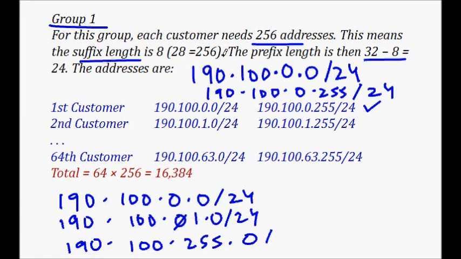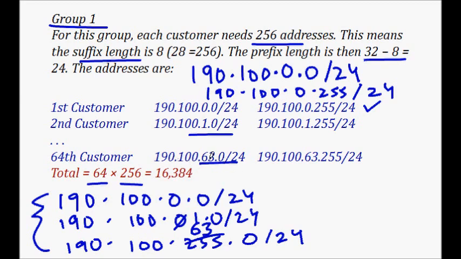In fact we have 64 such customers, so it will just go till 63.0/24. So we are done with the first group of 64 customers, each of them requiring 256 hosts. First customer, second customer, and the 64th customer is this. If it was 256 customers, this 63 would have gone till 255. So we have 64 into 256 IP addresses taken.